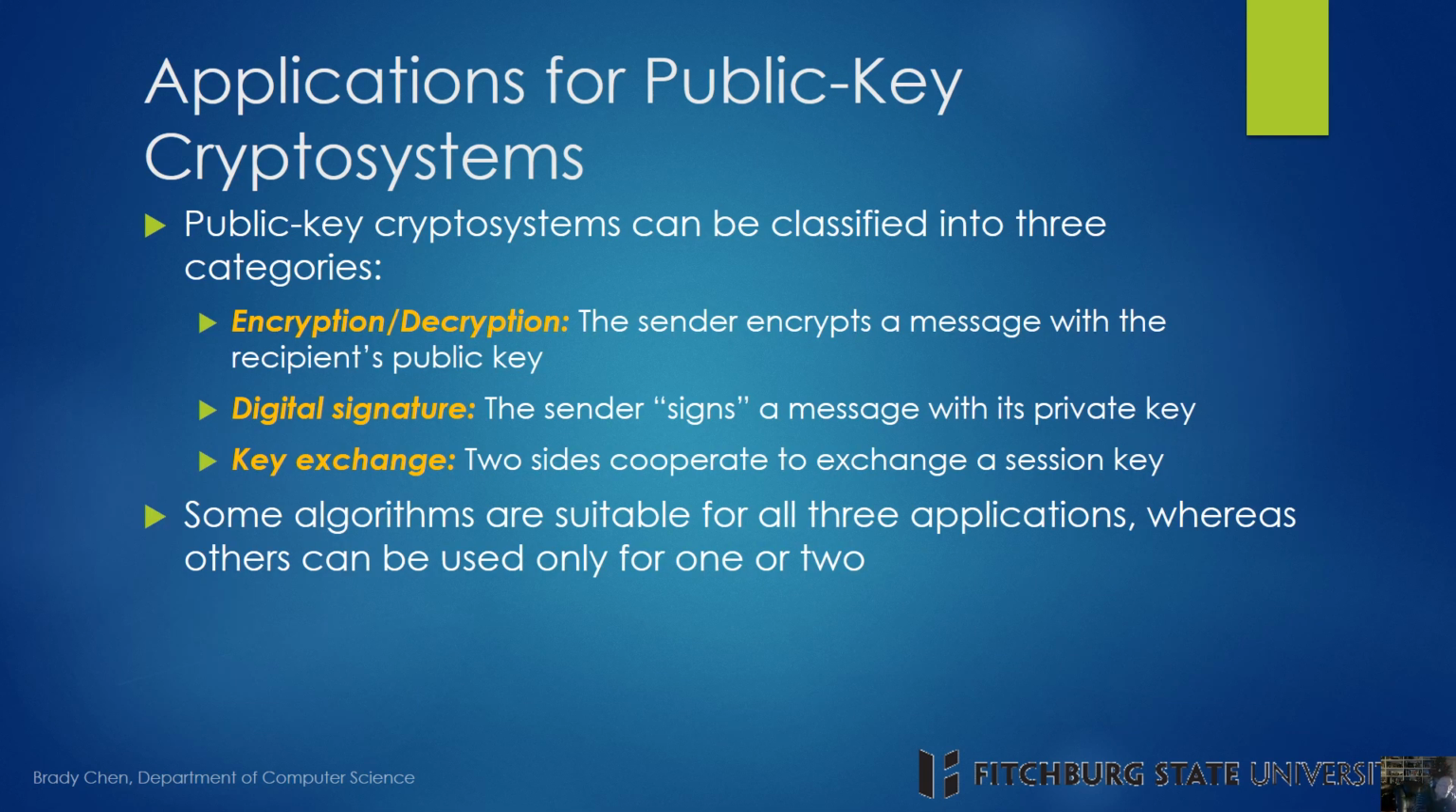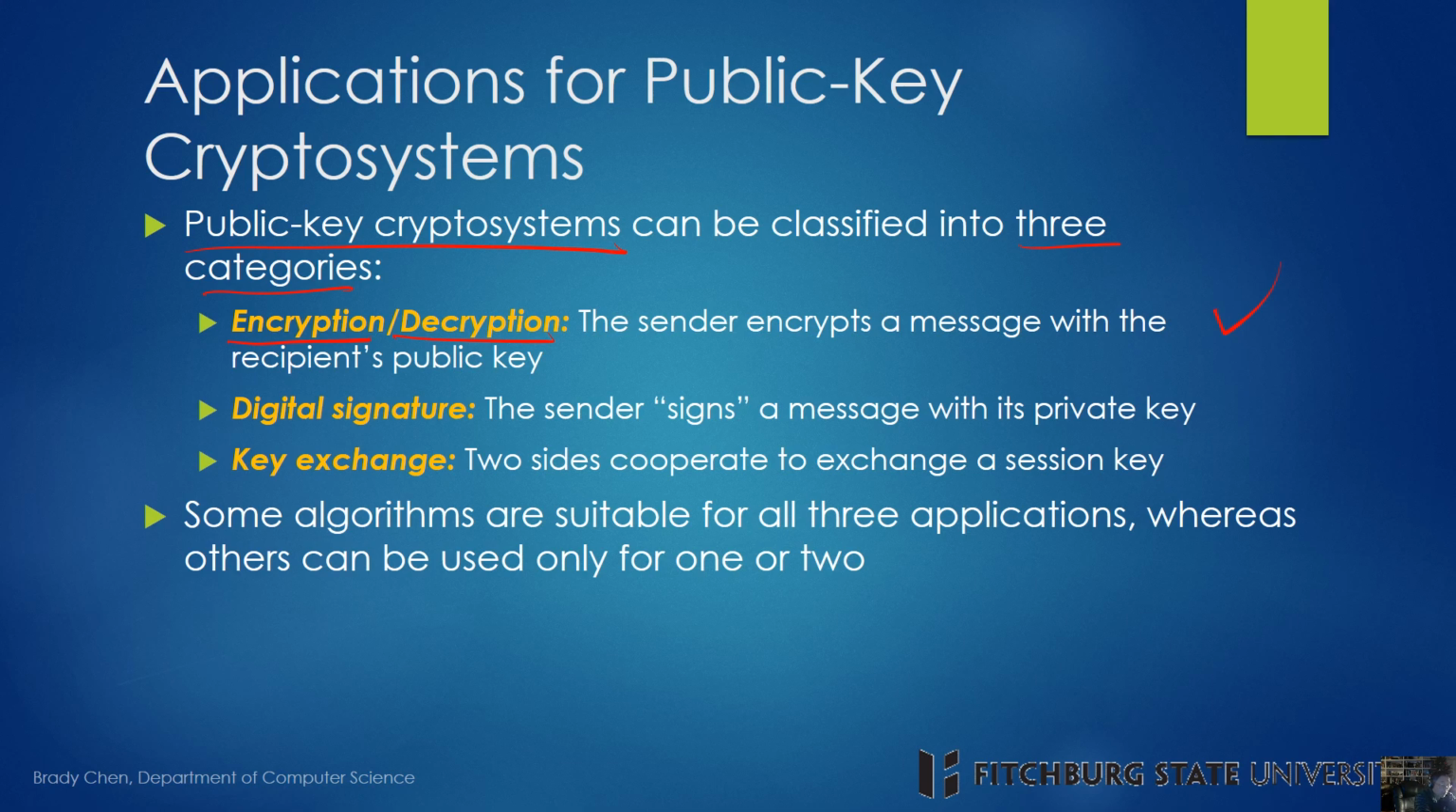Okay, to summarize the topics we discussed in the previous slides, we can use the public key crypto system to do three things. First, encryption and decryption. If we want to send a message to the receiving side, you can use the receiving side's public key to encrypt the message and send it. And only the receiving side's private key can decrypt the message. This way, we can guarantee the secrecy of the message.